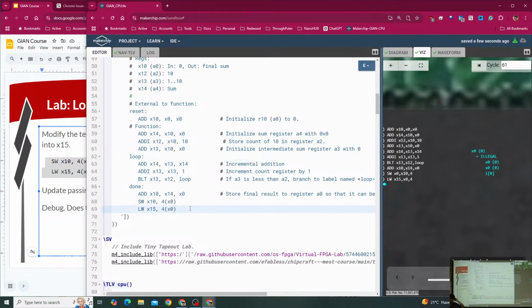Okay, and of course, if it's not passing for you, you may have made a mistake in the past 2 labs that you have to debug.